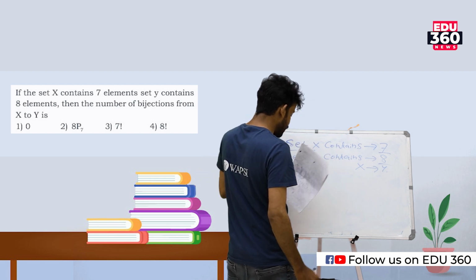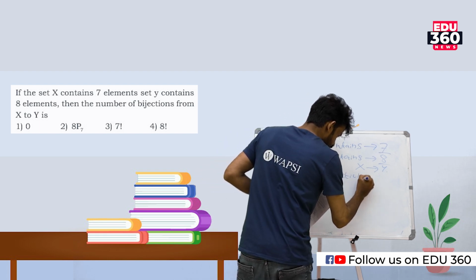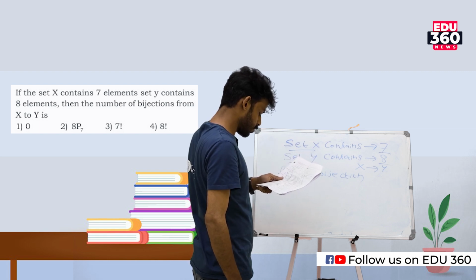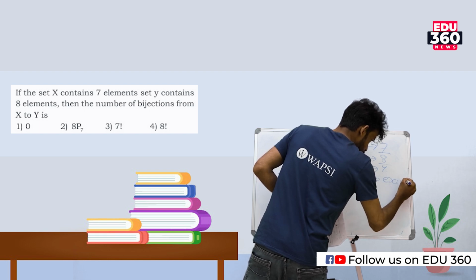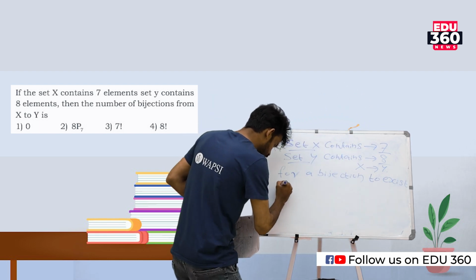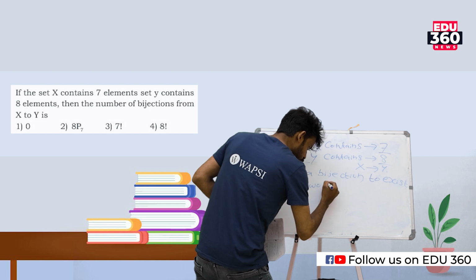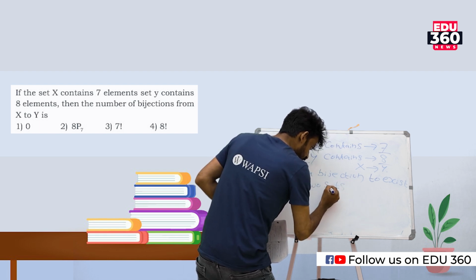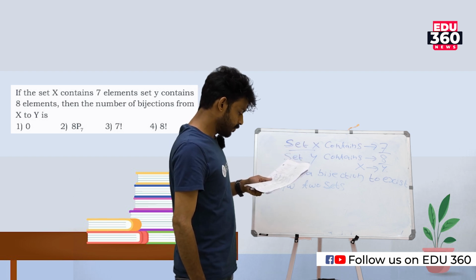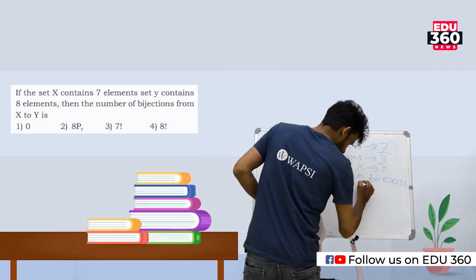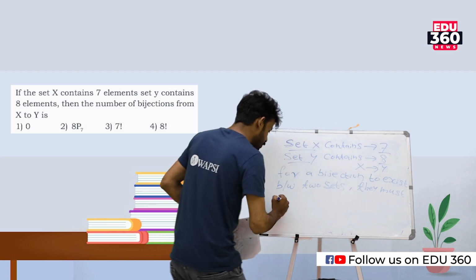For a bijection to exist between two sets, they must have the same number of elements.